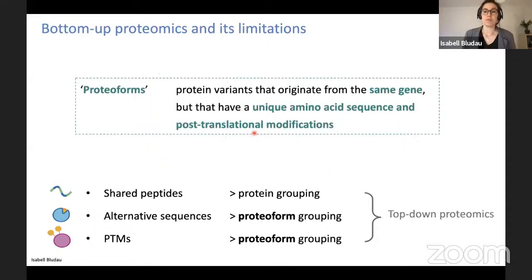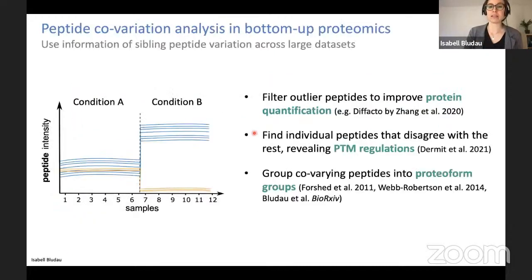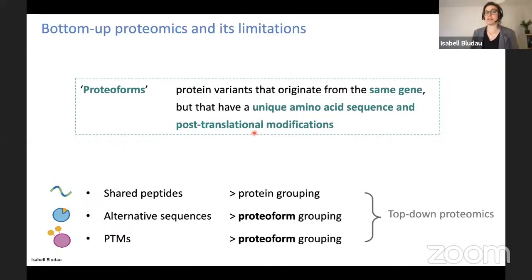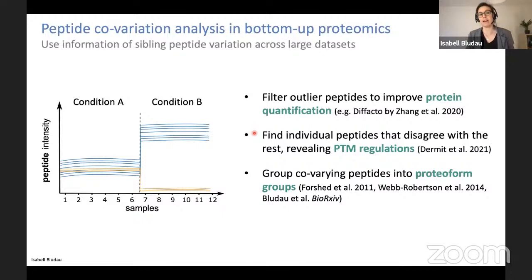So before we go into more details, I want to briefly define what I mean with a proteoform. So proteoforms, in the way that I define them here, are protein variants that originate from the same gene, but that have a unique amino acid sequence and post-translational modifications. And so as I said, typically we do not look at these proteoforms in bottom-up proteomics. However, now the question is, is there anything we can do to change this? And the answer is yes, because we can play a trick and leverage information across a large number of samples.